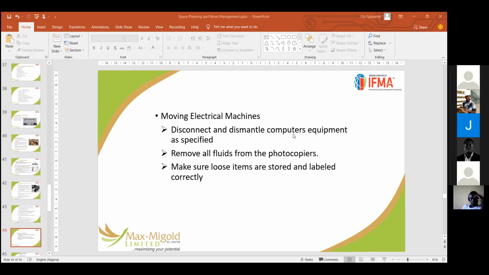Moving electrical machines. Disconnect and dismantle computer equipment as specified. Remove all fluids from photocopiers, that's the ink. Make sure items are stored and labeled correctly. It is very important, like I said, that you can't get it wrong when you employ the move companies.